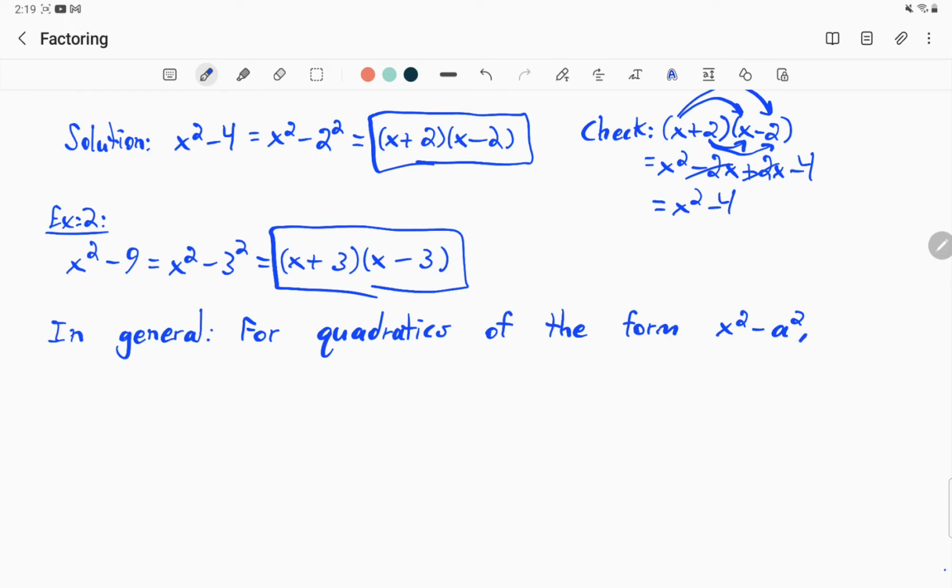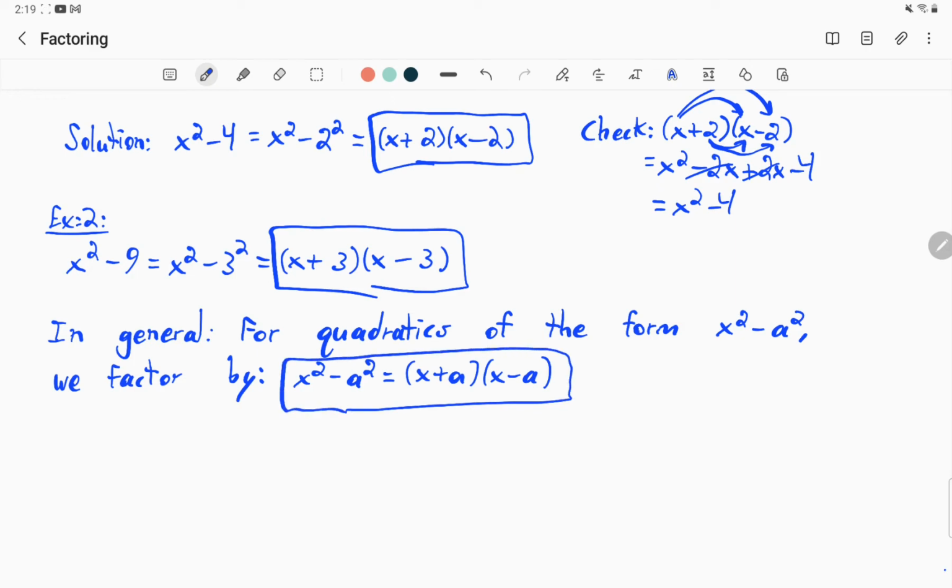Here x is our variable, a is a number. It could be 2, 3, 4, 5, anything. It could even be 1 actually. We factor by x squared minus a squared equals x plus a times x minus a. That's the formula to know. That's the key here. Screenshot that. Write it down. Do whatever you want with it.